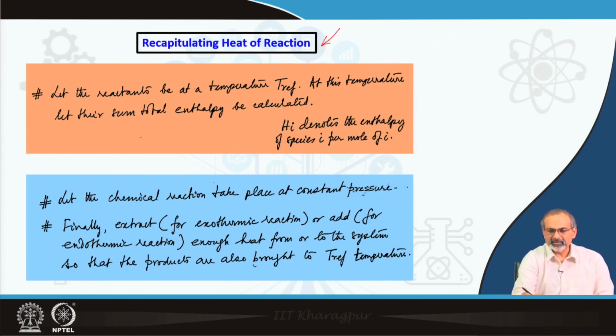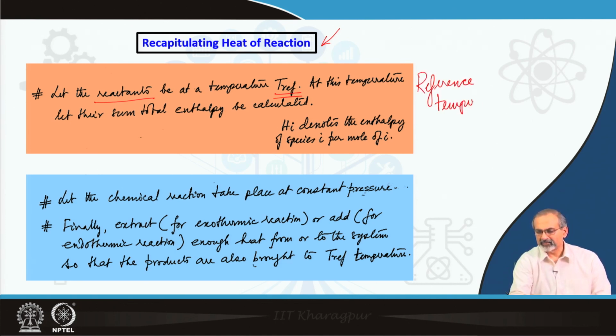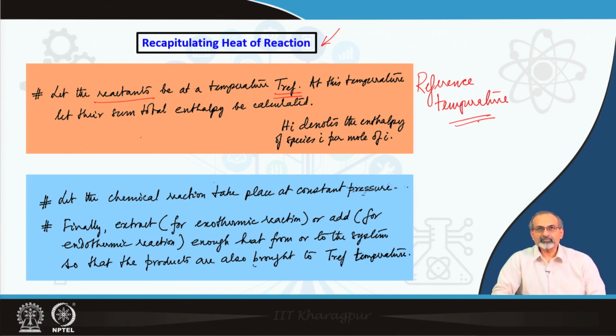Trying to extend it, let us recapitulate heat of reaction once more. When we have a chemical reaction under equilibrium, we consider the reactants to be at a temperature of T ref, a reference temperature, and we would like to maintain this reference temperature as the chemical reaction progresses, which means we may have to add or subtract heat to the chemical reaction in order to maintain it under isothermal conditions.